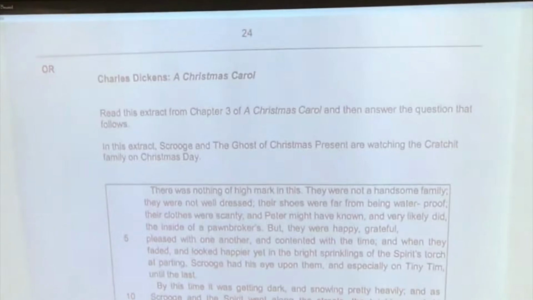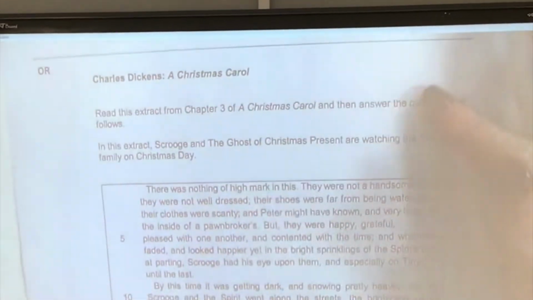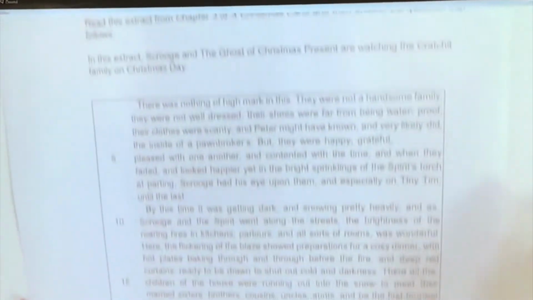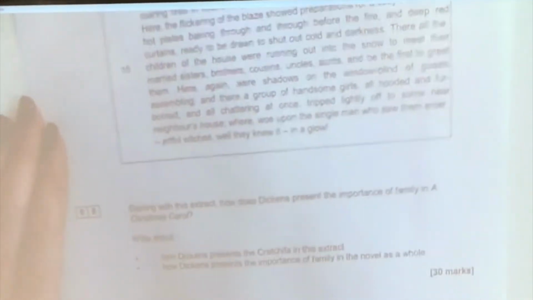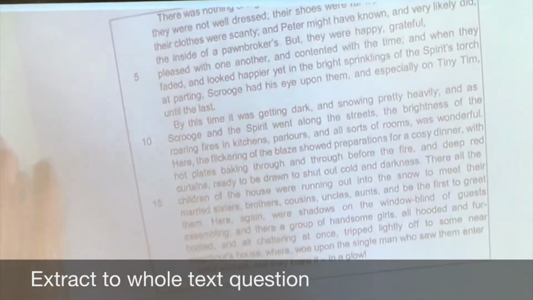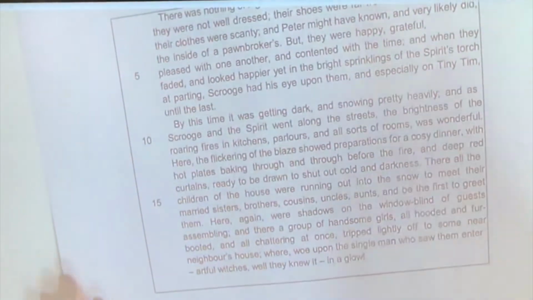This is what the question will look like. There will be a little bit of information about where the question has come from. There will be an extract from the text, and then you will see your questions there at the bottom. So this is why we call it an extract to whole text question. First of all, you focus on the extract, and then you come out and focus on the whole text.